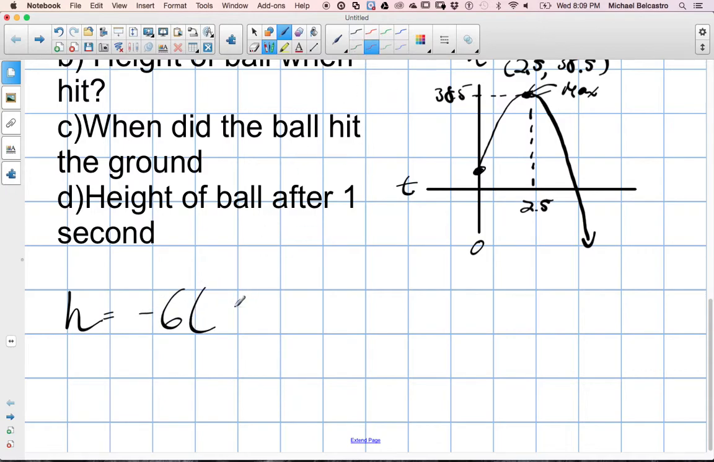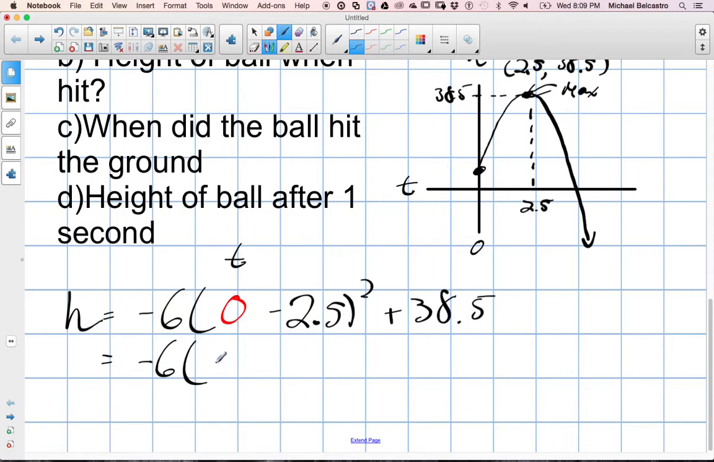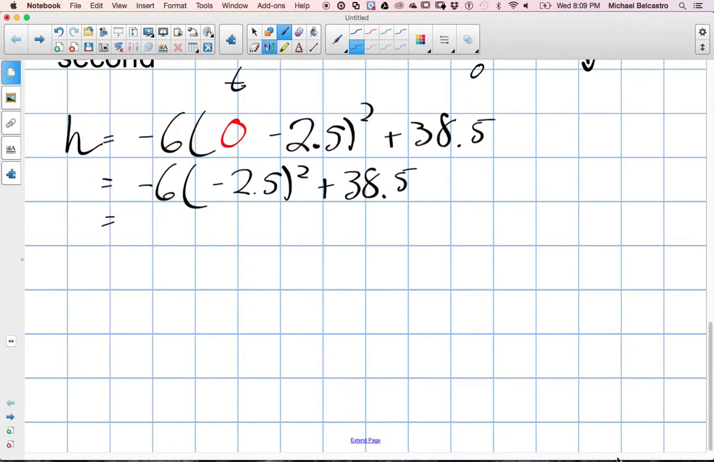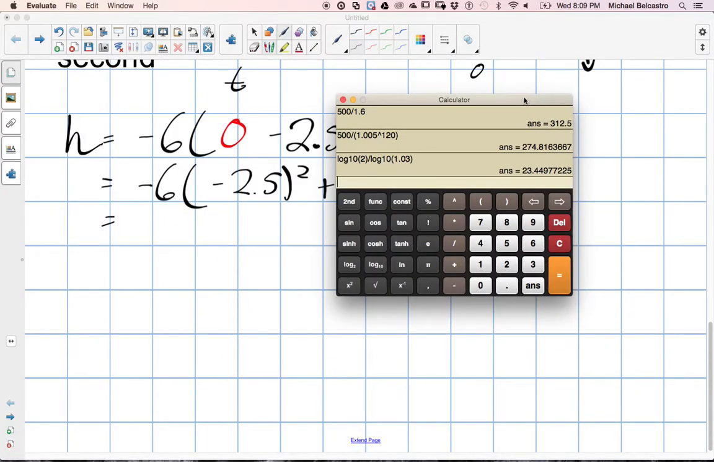This is the t value. We're going to plug in 0 for t. The equation is t minus 2.5 squared plus 38.5. So we replace t with 0. That's to find out when it was hit, so think of that as the starting point. We just have to work the algebra out here to find the height. Negative 6, 0 minus that would be negative 2.5 squared, plus 38.5. We're going to have to square that and then multiply by 6, which in our lovely calculator we can do.